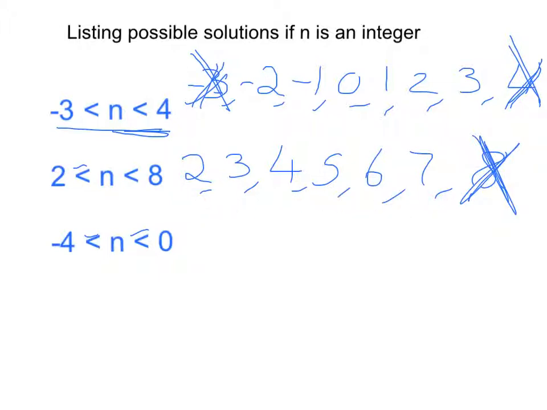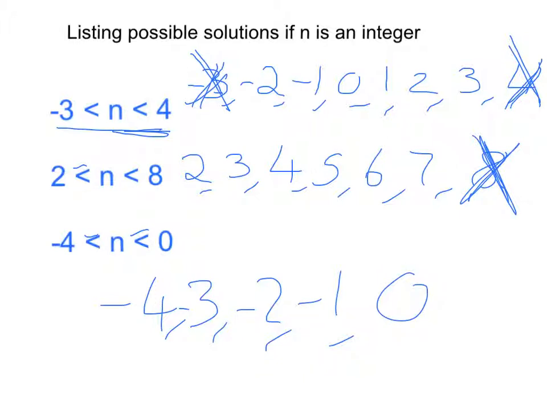So hopefully you're starting to see now, if I've got that extra line, it means I can keep that number. If there's not the extra line, then I have to get rid of that number. So this last example then. This time I know n is between -4 and 0. So I'm going to write out all the numbers: -4, -3, -2, -1 and 0. -4 can be equal to n, so I keep it, and n can be equal to 0. So I'm going to keep all of those numbers, and possible solutions are -4, -3, -2, -1 or 0.